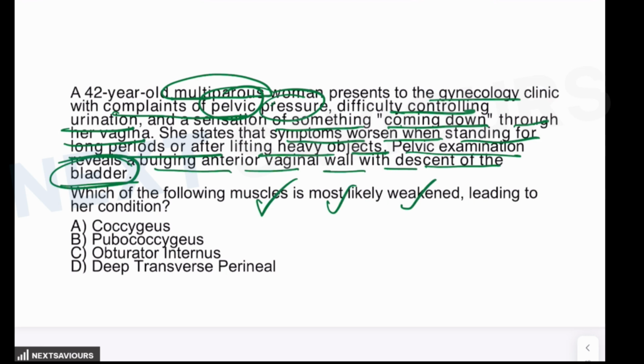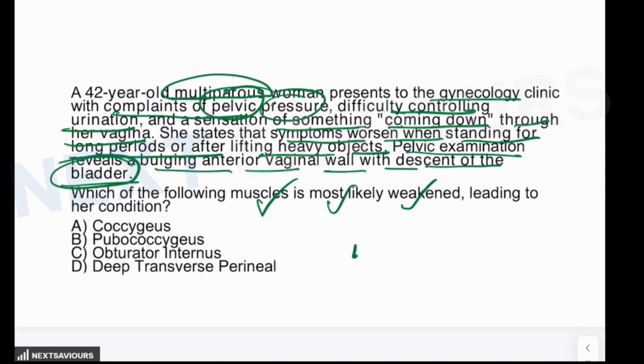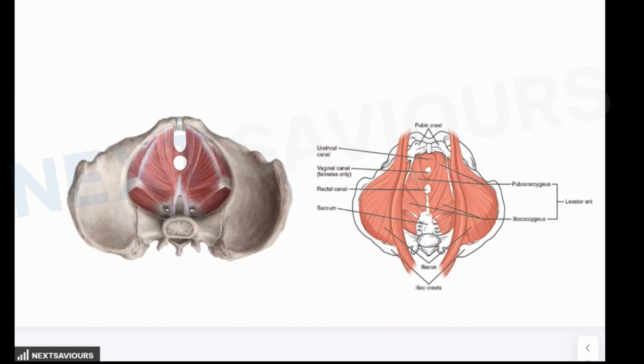Now, already you know that pelvic organ prolapse occurs due to the weakening of the pelvic diaphragm, particularly the levator ani muscles. The pubococcygeus muscle, which is part of the levator ani, plays the most critical role in the pelvic organ support. And if there is a weakness of this pubococcygeus, then it might result in cystocele, rectocele, or uterine prolapse. So, answer for this question is pubococcygeus.